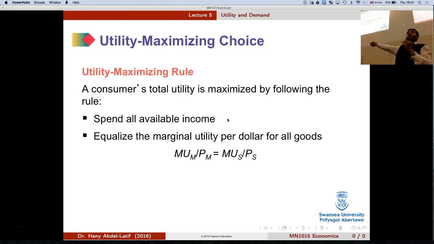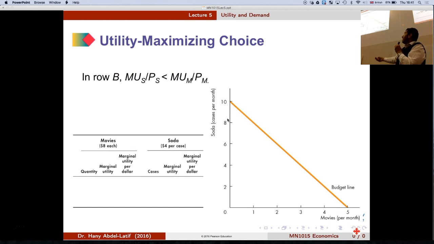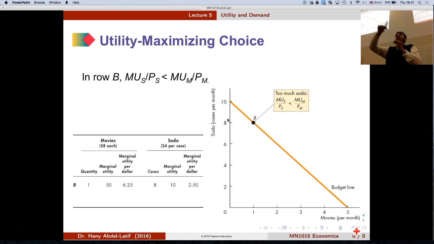Exactly. It's the marginal utility divided by the price. So let's go back to this again. What's the marginal utility per dollar here? Where's the marginal utility? It's given here, 50. What's the price of a movie? 8. So 50 divided by 8. That gives you the marginal utility per dollar. So here, 6.25 is the marginal utility per dollar. So you divide the marginal utility by the price. Okay?